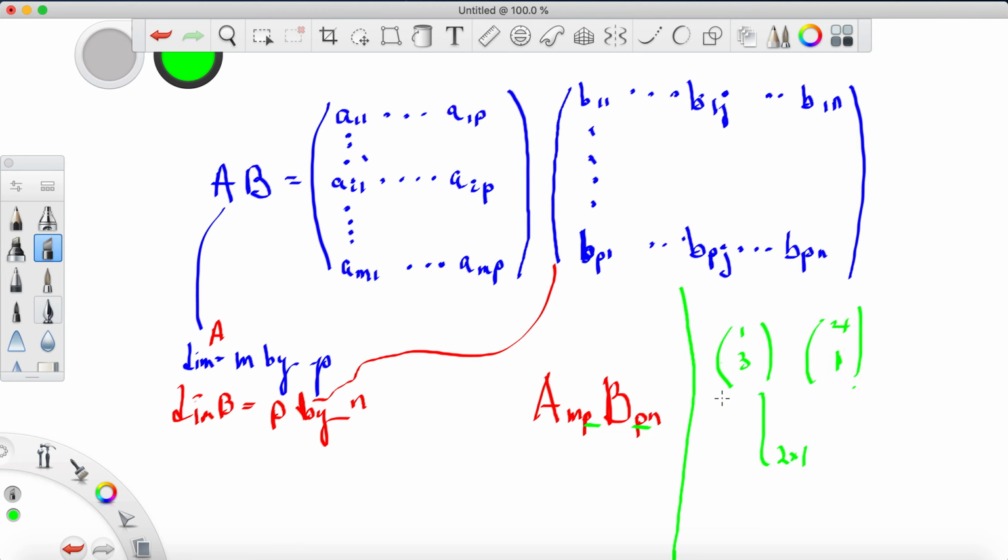Okay, so if this is A and this is B, because A has size 2, 1 and B has size 2, 1, notice that 1 and 2 do not match. Therefore, we cannot multiply them, even though we could add them, right? If we added them, we'd get 5 for the first entry. So if I add them, I would get 5, 4. But we're not adding them. We want to know if we can multiply them. And the answer is you cannot multiply them because these inner dimensions don't match.